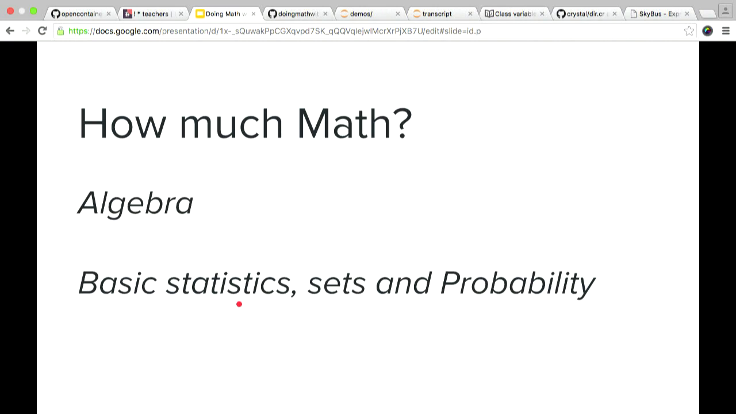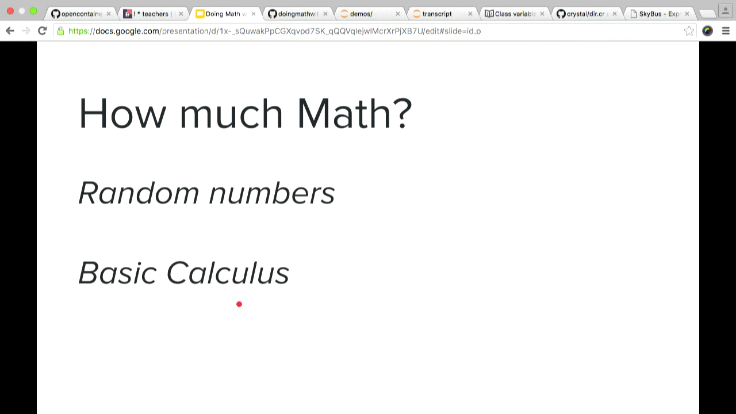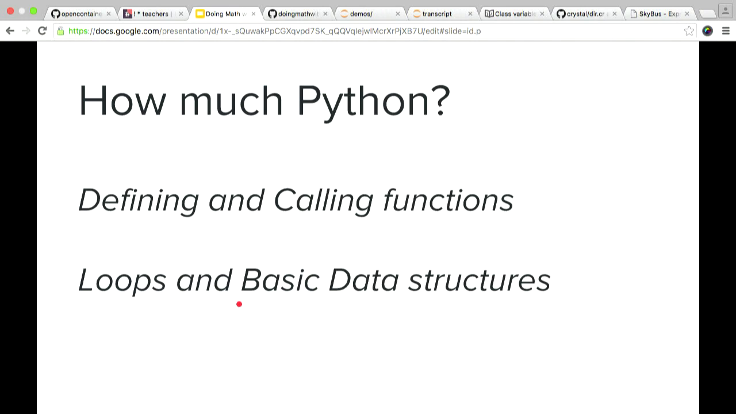So I should obviously tell, even before I start, what kind of math I am talking about. The math I'm talking about is basic algebra, basic statistics, sets, probability, random numbers, a bit of discrete probability mostly, a bit of continuous, but that is an application which I'll get to later, and some basic calculus.